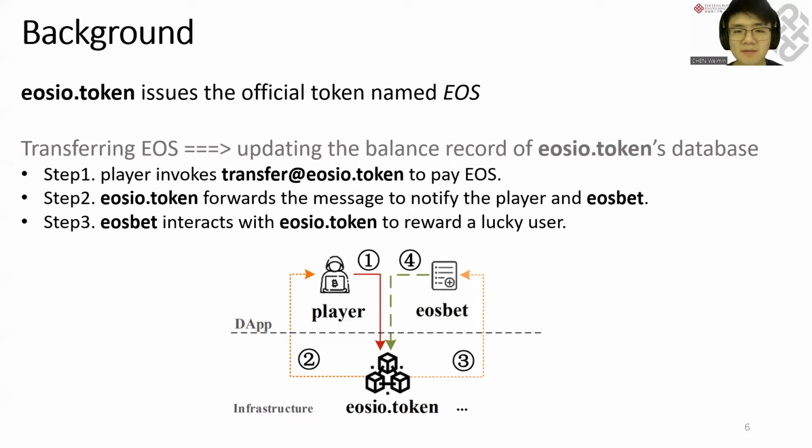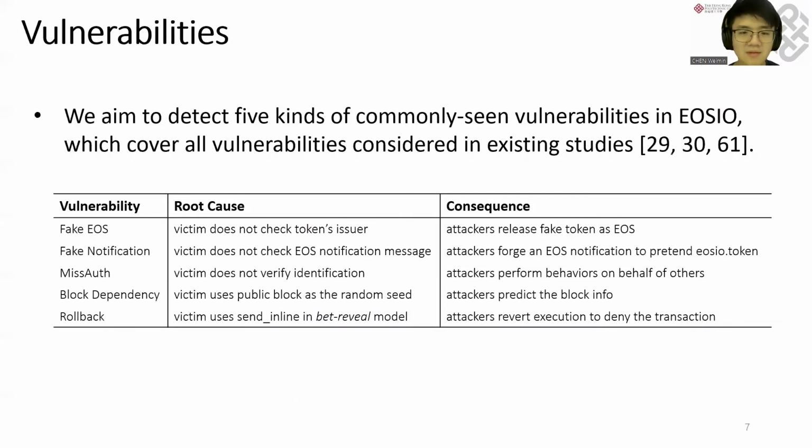The player can pay EOS to the lottery smart contract named EOS bet for the jackpot. To this end, he has to interact with EOS token rather than EOS bet. In step 1, the player calls the transfer function of EOS token. Next, EOS token calls back the payer and sends a notification message to EOS bet. Last, EOS bet interacts with EOS token to reward a lucky user.